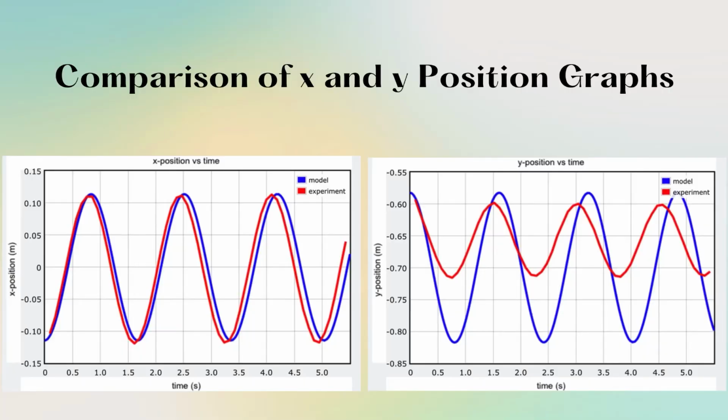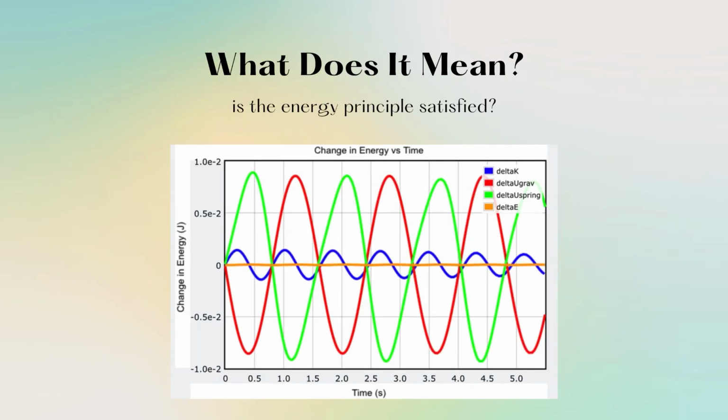Some sources for discrepancies range from human error while operating Tracker and other forces, such as the drag force, that are unaccounted for in the code. Is the energy principle satisfied in the system? The computational model would suggest that yes, it is. As you can clearly see, the orange line, which represents the change in total energy, remains roughly 0 for the entire duration of the code.